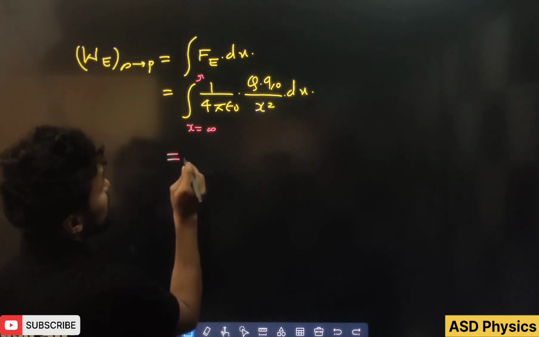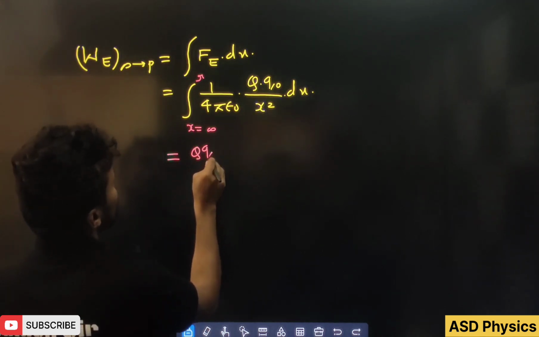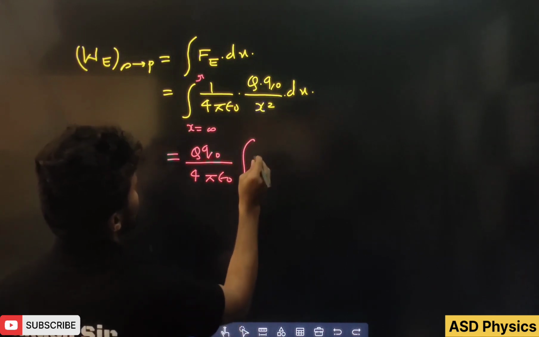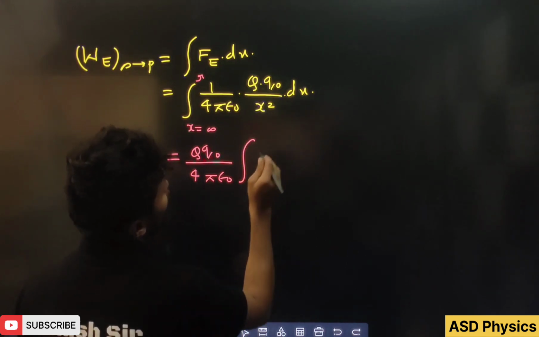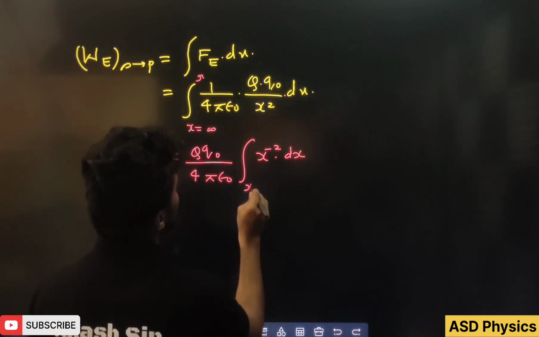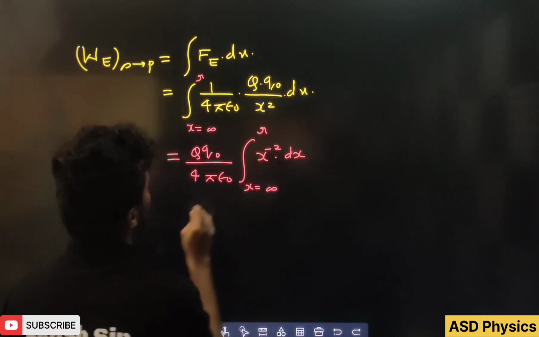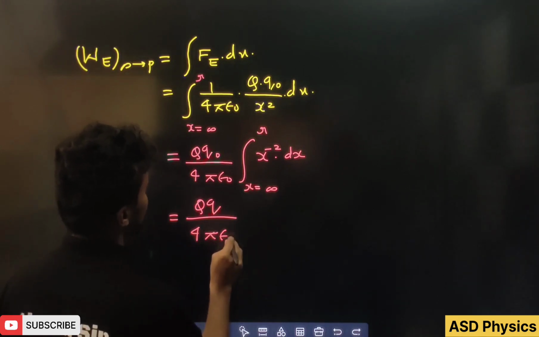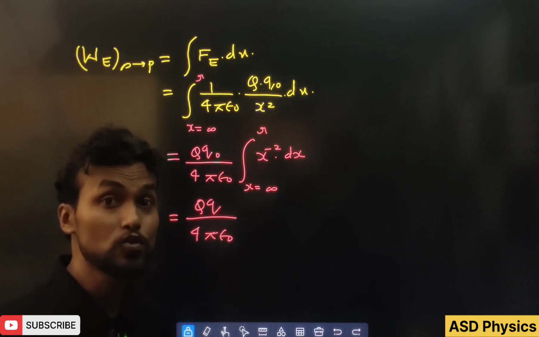Now what are the constants? Capital Q, Q naught by 4 pi epsilon naught is constant, and here what remains is 1 by x square into dx. So x to the power minus 2 into dx, limits as it is, infinity to r. Now students, see please, I'm writing now: x to the power minus 2 dx.